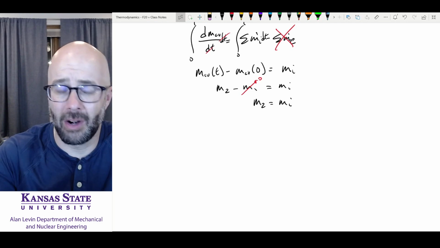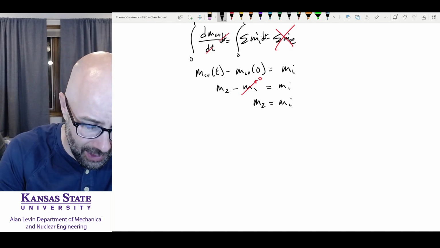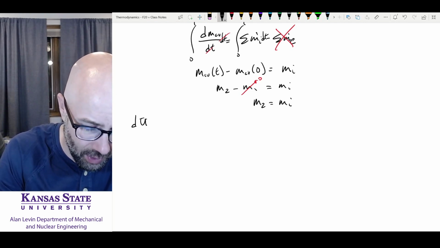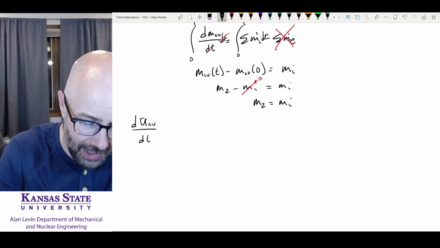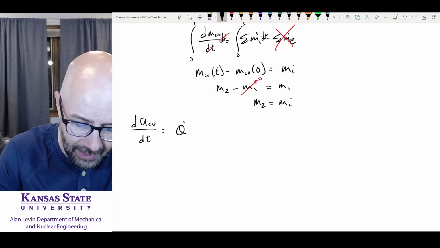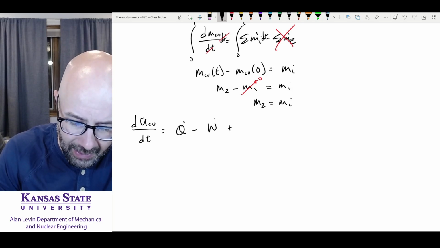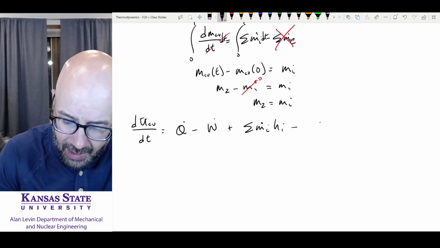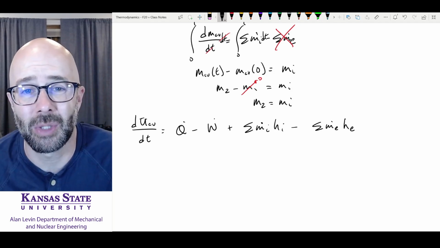All right, now let's look at our energy equation here. We have the change in internal energy of the control volume with respect to time is equal to Q dot minus W dot plus the summation of my mass flow rates in times my enthalpy in minus the summation of my mass flow rates exiting times my enthalpy exiting. We're getting rid of our kinetic and potential energy terms.